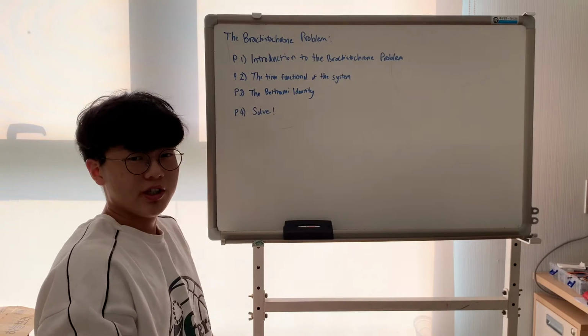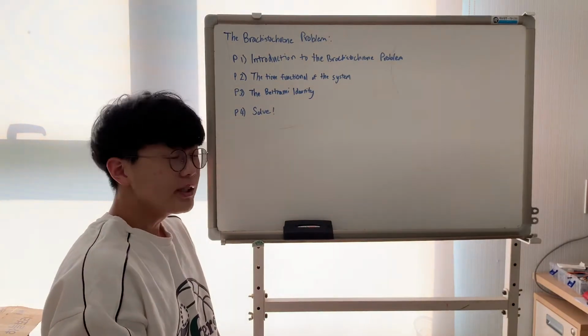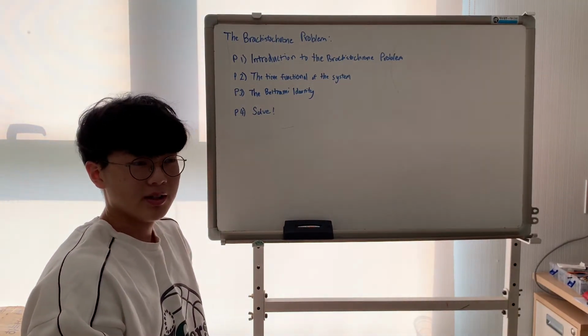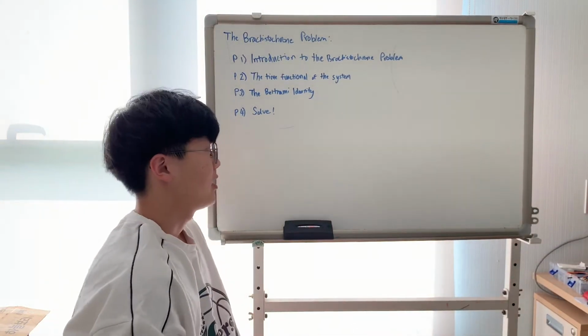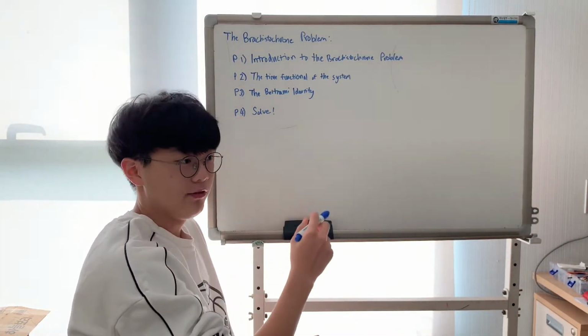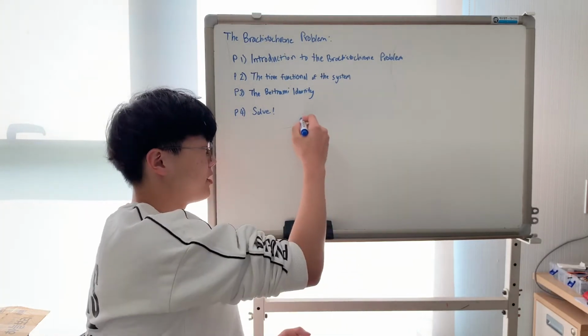So what is the Brachistochrone problem? Basically, the Brachistochrone problem is deriving the shape of the path that an object should take if it wants to minimize the time taken for it to fall.